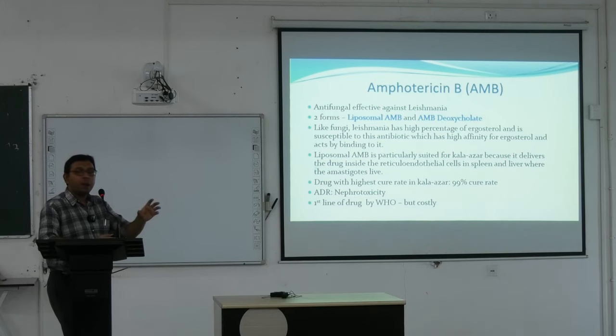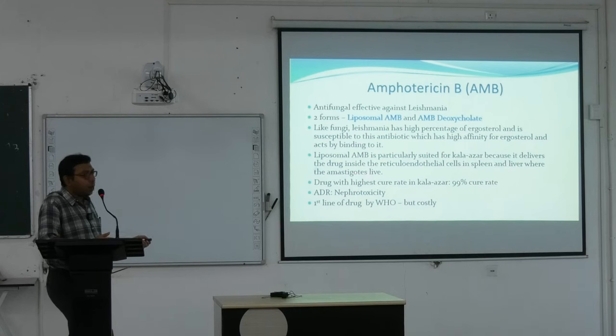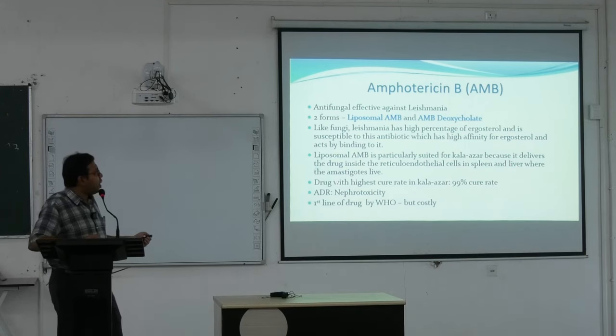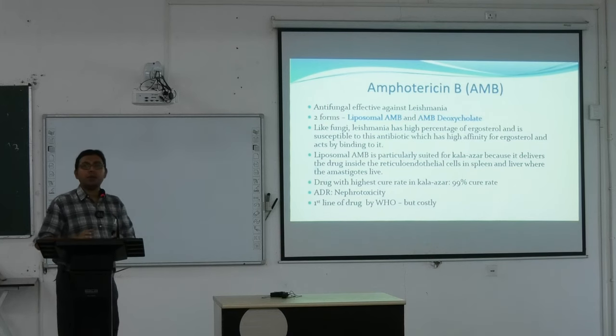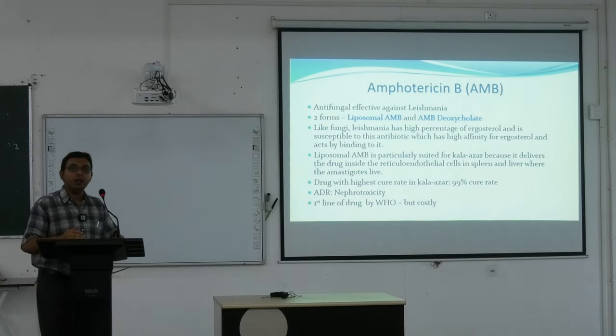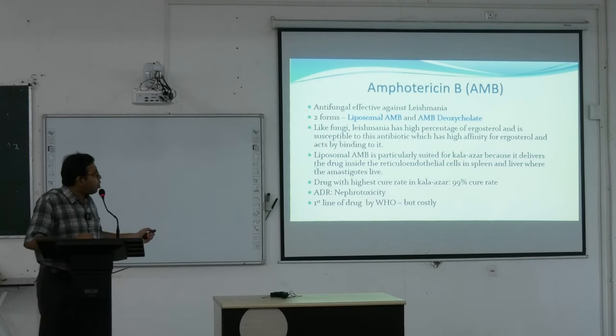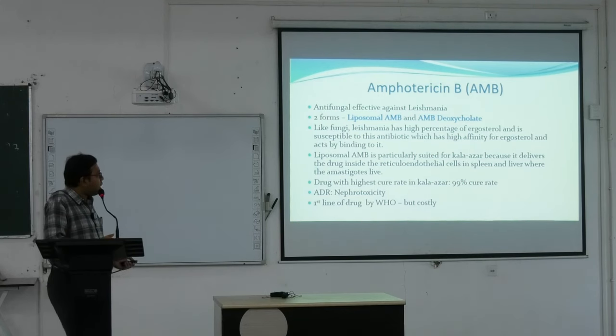So they have a cell membrane that contains ergosterol. Amphotericin B blocks the ergosterol. Ultimately, it is particularly suited for Kala-azar because it delivers the drug inside the reticuloendothelial cells in the spleen and liver, where the amastigotes live. So liposomal amphotericin B causes target-specific killing, because amphotericin B is very toxic to the kidney in our body. So liposomal amphotericin B is less toxic now.